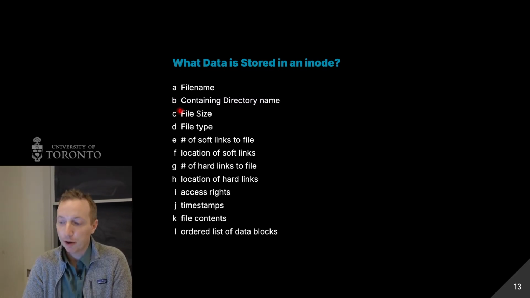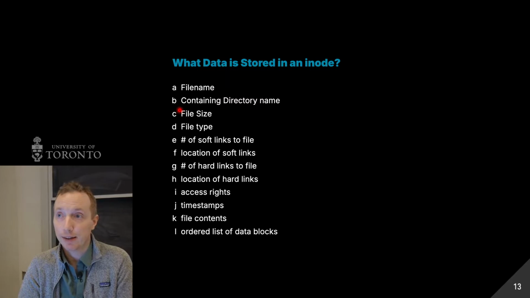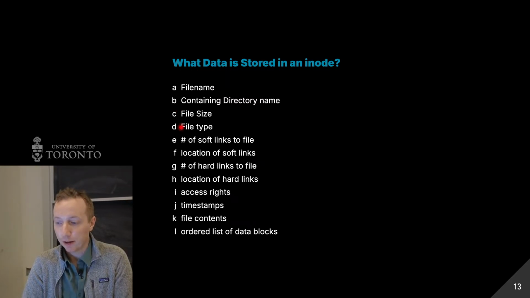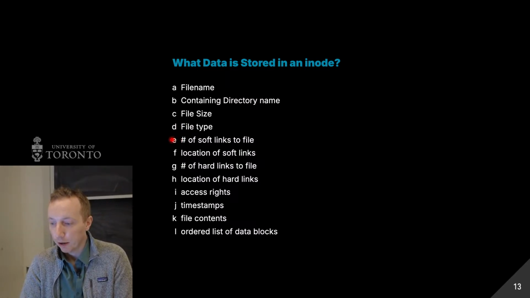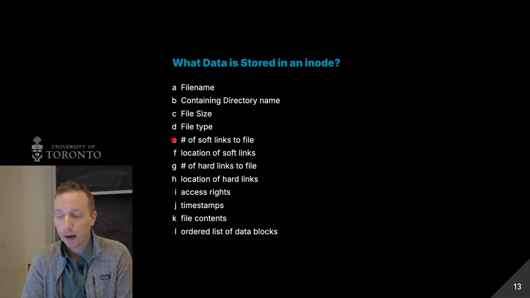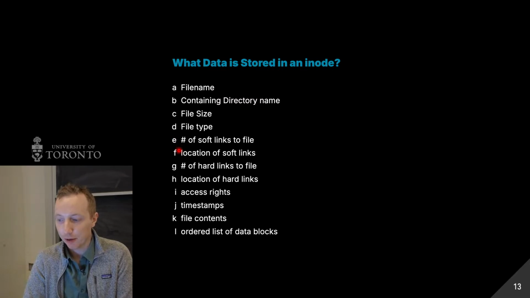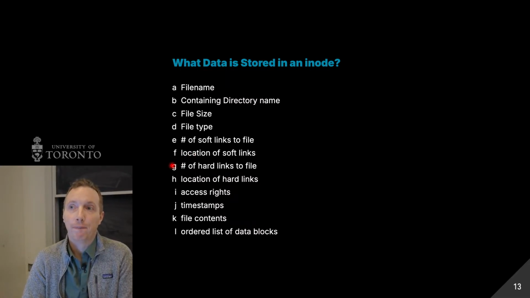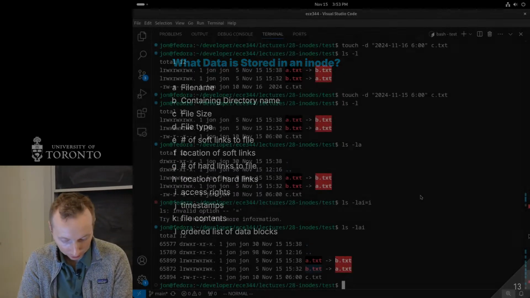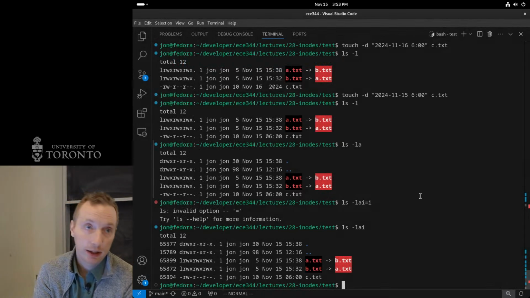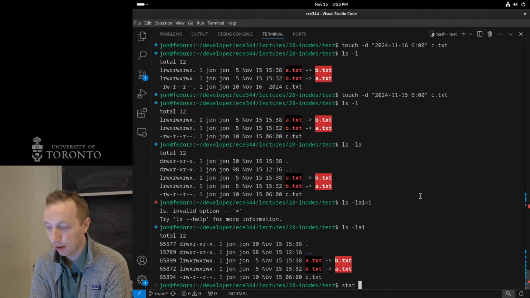Does an inode know the size of the file? Yes, that is stored on the inode itself. Does it know the type of the file? Yes, that is stored on the inode itself. Does an inode know the number of soft links to a file? No, just name to name. Does it know the location of the soft links? Absolutely not. Does it know the number of hard links to that file? Turns out it does. That information needs to be somewhere. So it actually stores the number of links to that inode on the inode itself.